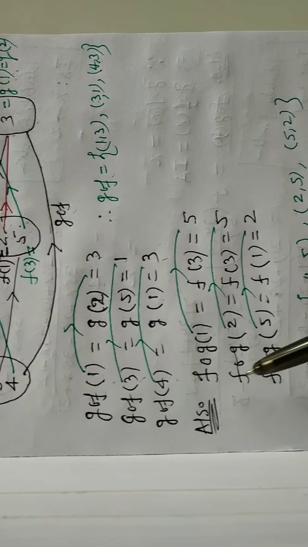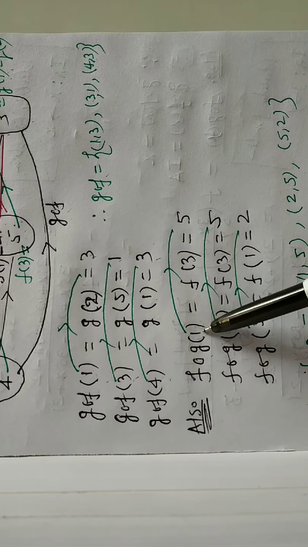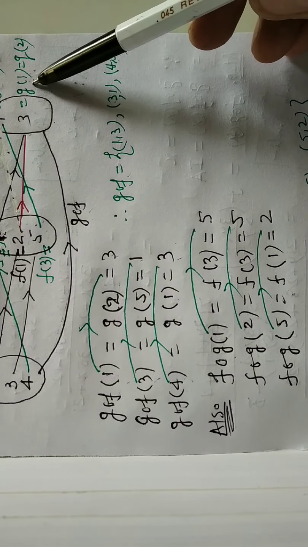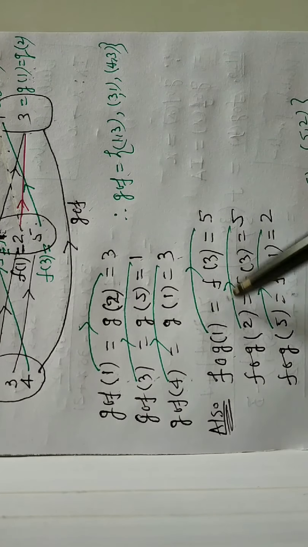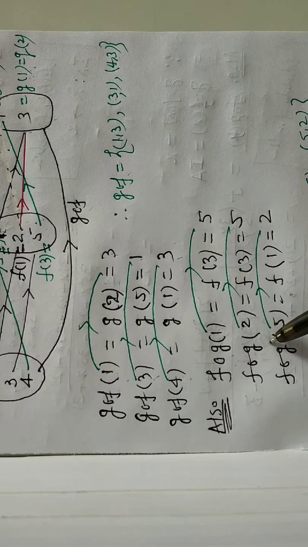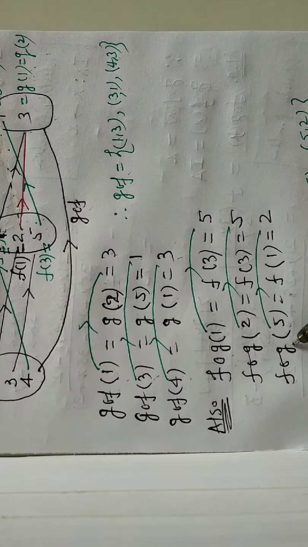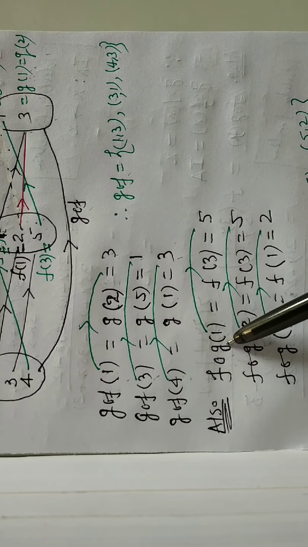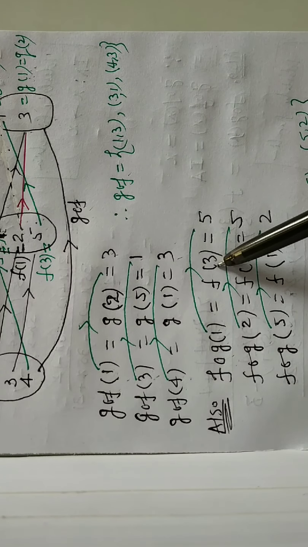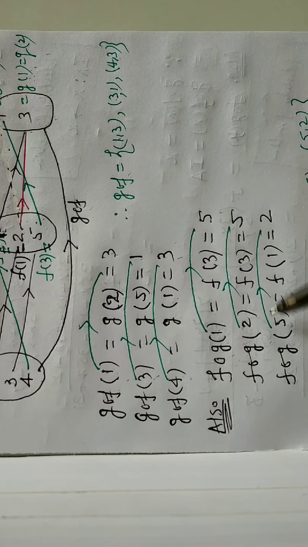Also FOG. G1 is available to us. See here G1, G2, G5. So FOG 1, FOG 2 and FOG 5. Put the value of G1. G1 is 3, so F3. But F3 is 5, so this is 5.